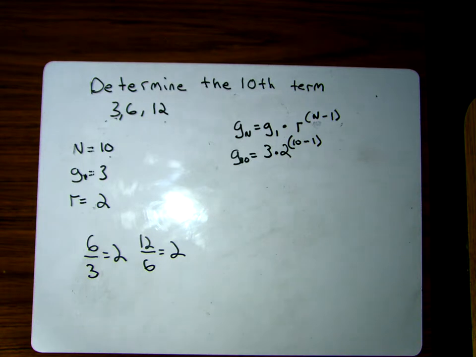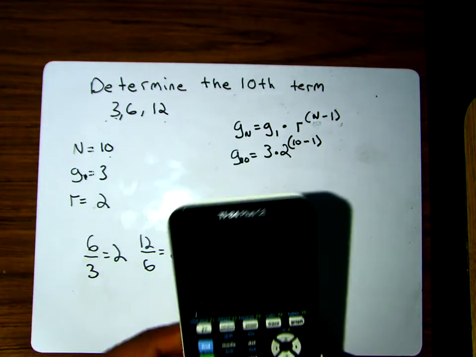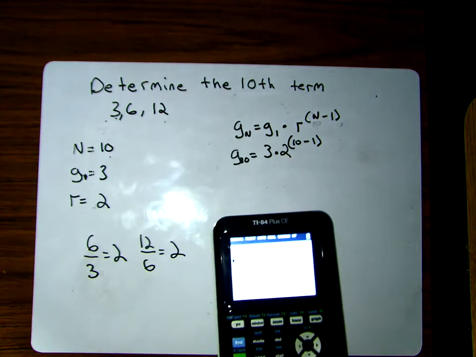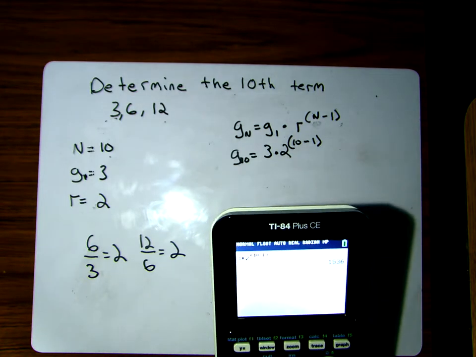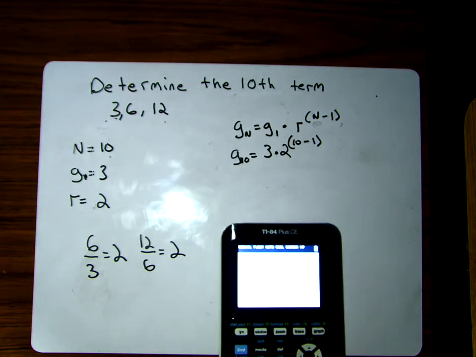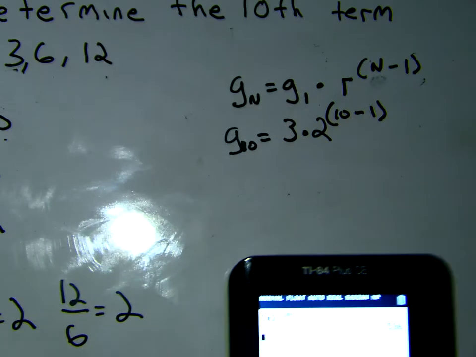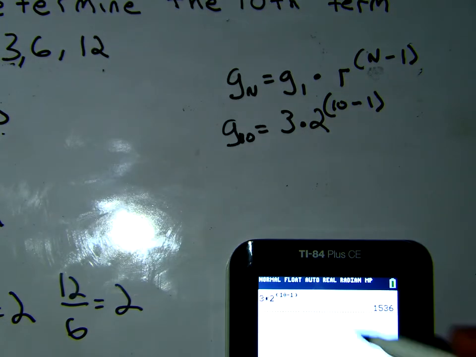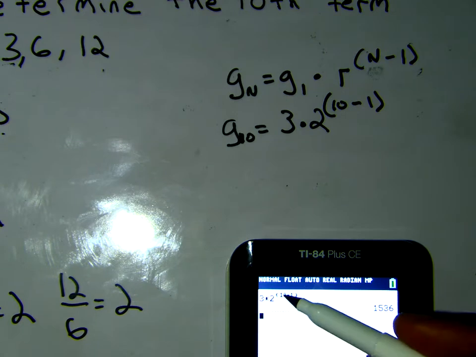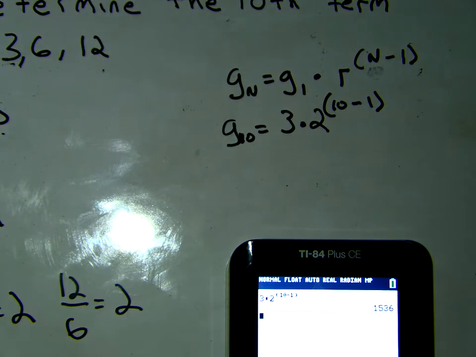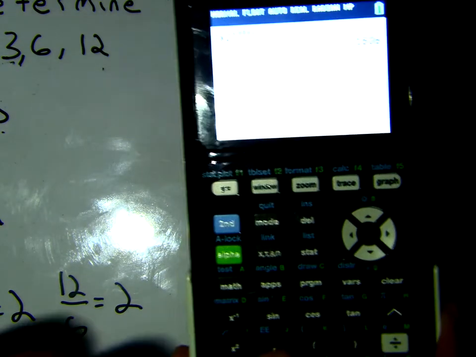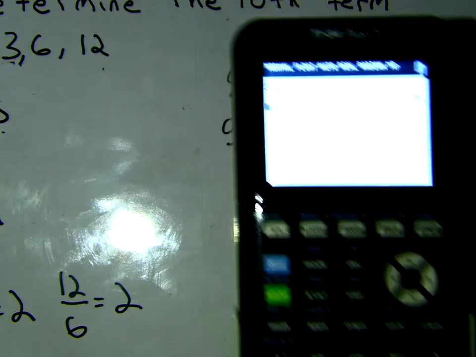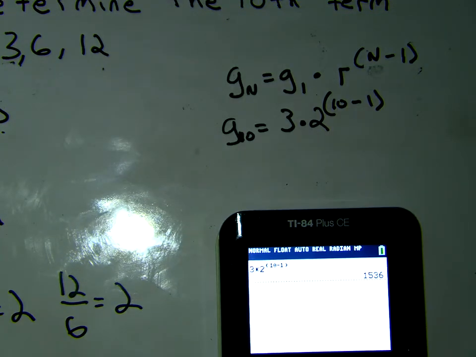All right, now once you get this part, you can plug it into your calculator. 3 times 2 raised to the 10 minus 1. Okay, and to get the exponent to go up, you want to hit your caret right above your division sign. Once you do that, just hit enter, and 1,536 is your answer.